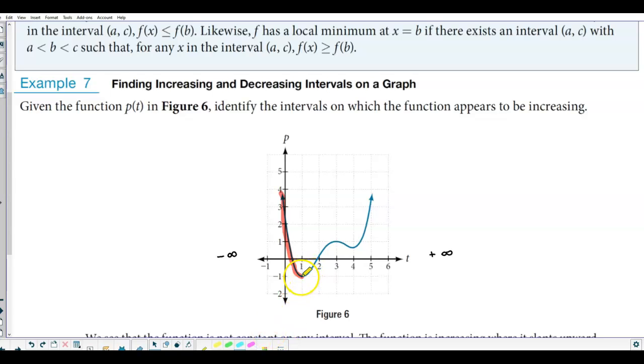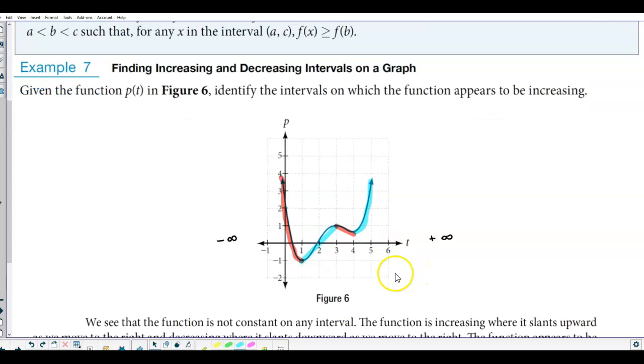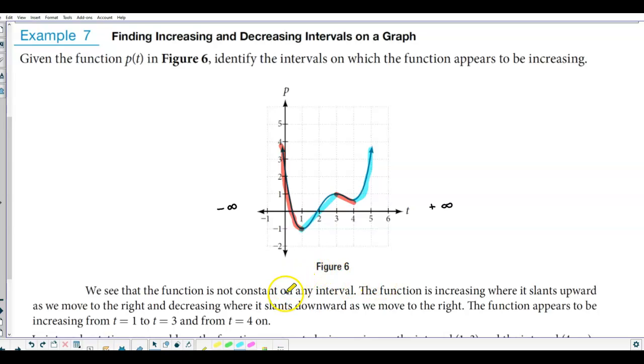And then at 1 here, it's going to increase. And then it's going to decrease again. And then it's going to increase. So what we see is that the function is not constant on any interval, and that means there's no horizontal flat line. The function is increasing where it slants upward as we move to the right and decreasing where it slants downward as we move to the right.